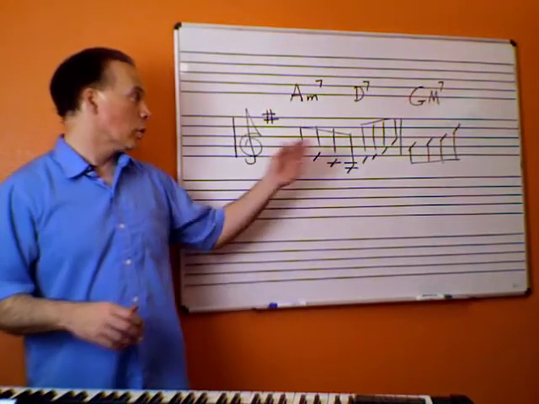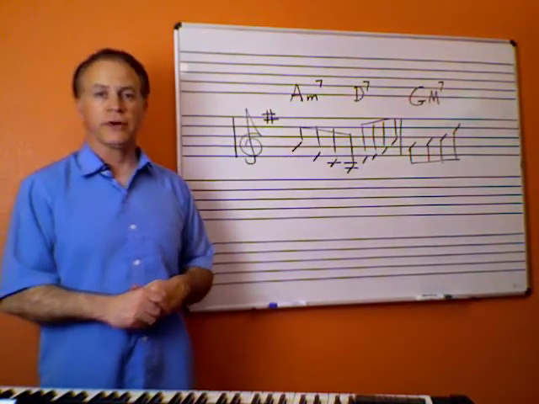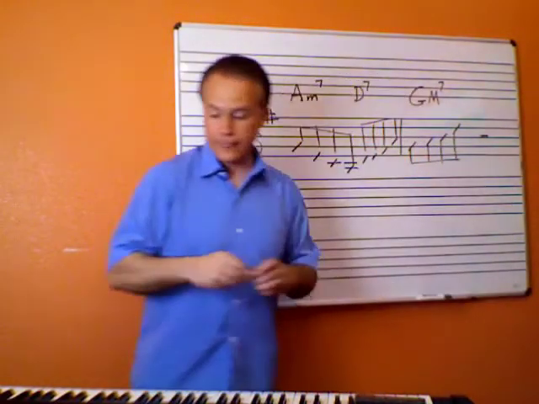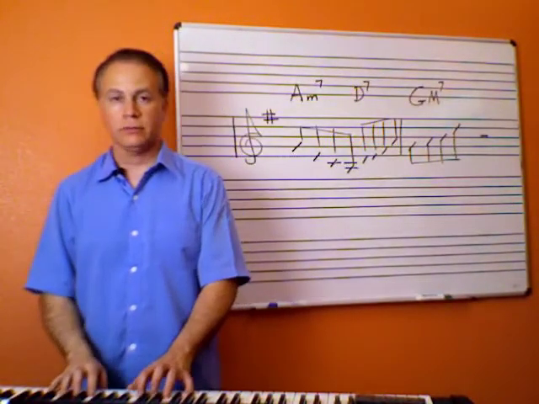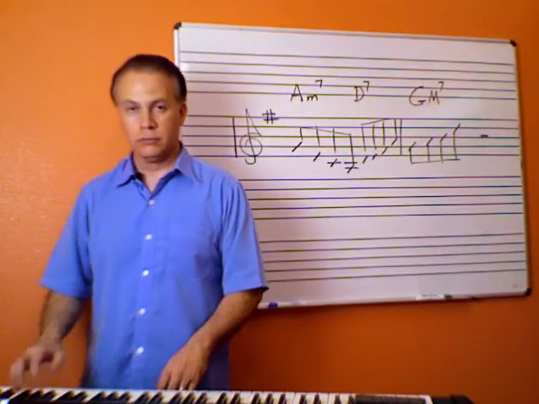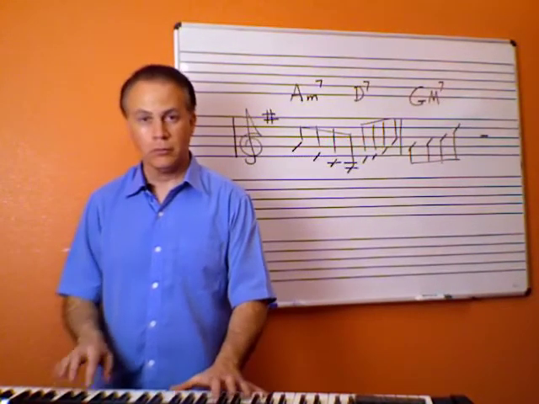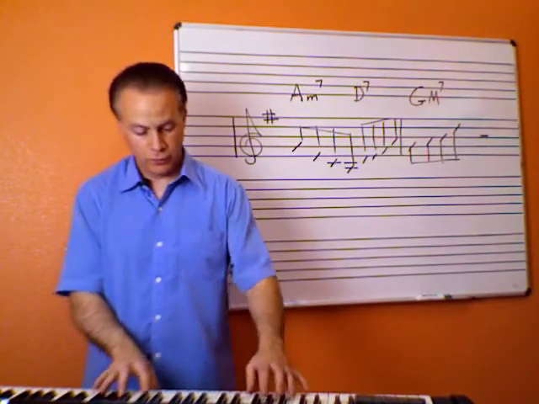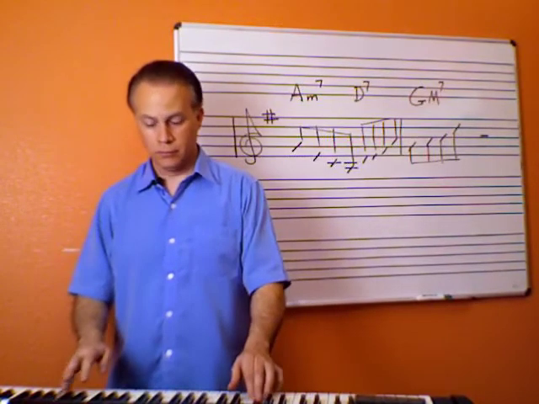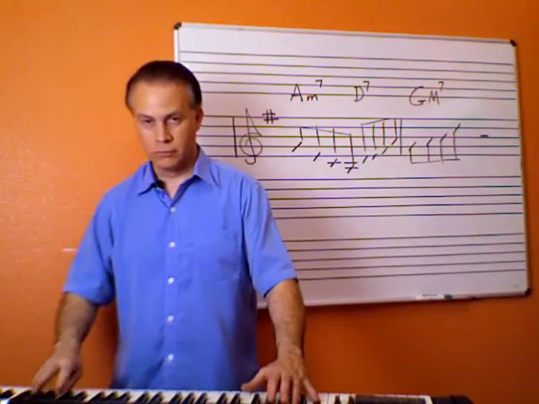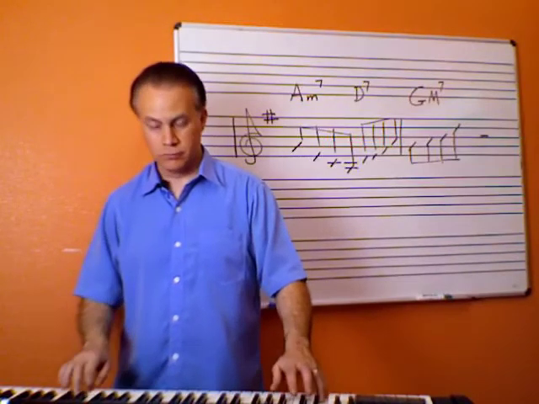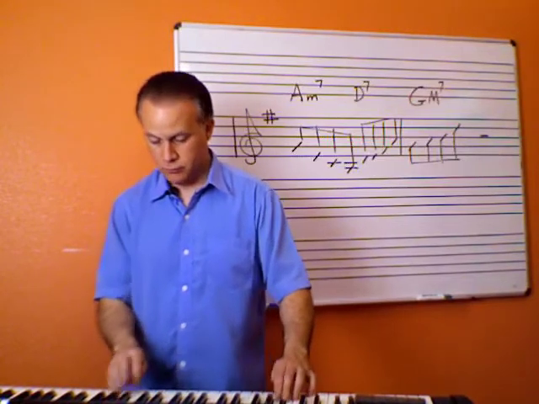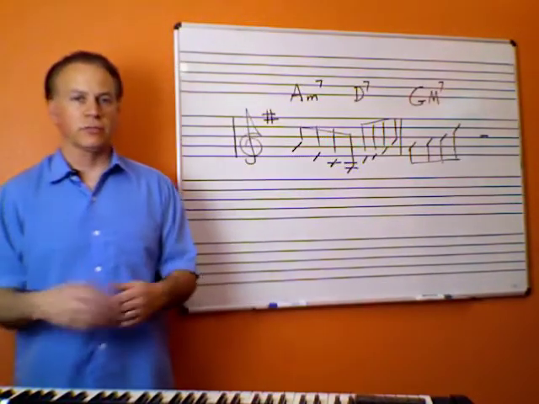Arpeggiate the A minor 7th, 1, 2, 3, 5 on the D7, and 1, 2, 3, 5 on the G major. Make sure I get my half rest at the end there. So that sounds something like this. And do that in some different keys. And then I could take some other ones and mix them and match them.